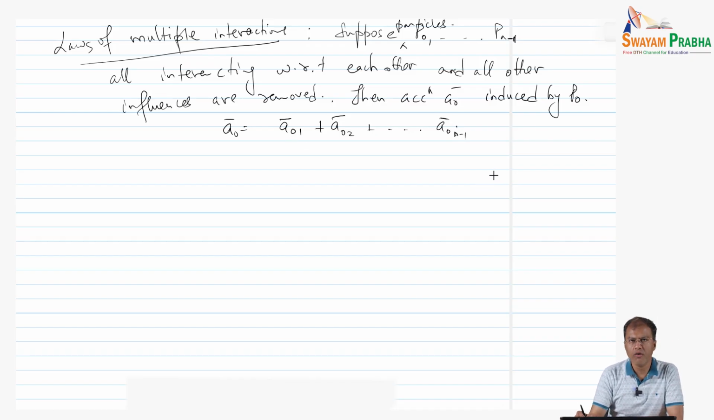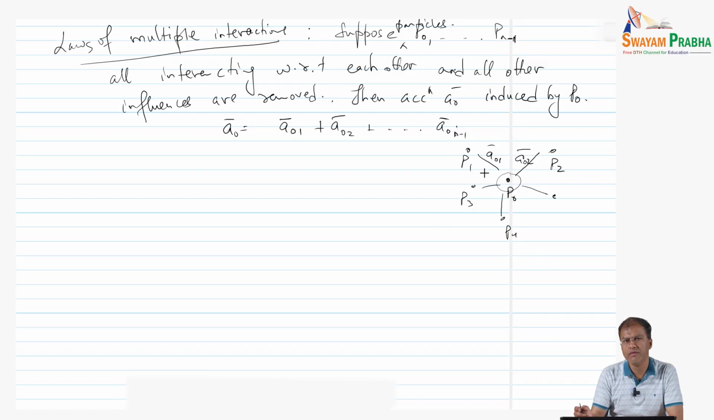So let me draw the figure to highlight what I just mentioned. So we have particle P0 here interacting with, let's say, P1, P2, P3, P4 and so on, right? So we see that these particles are interacting with its neighbors and their respective accelerations due to the interactive forces are A01, A02 and so on. So the net acceleration on this particle under consideration is the sum of all the individual accelerations due to the individual interaction with other particles.